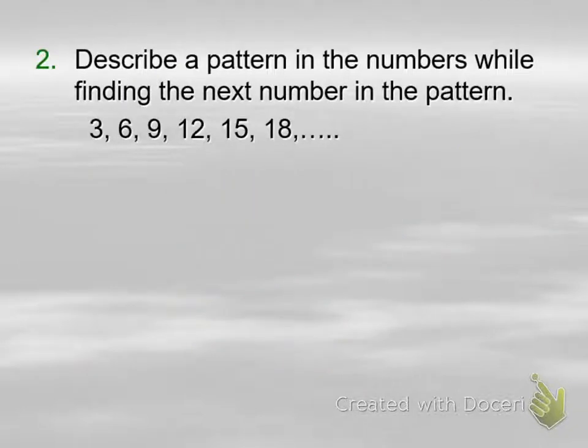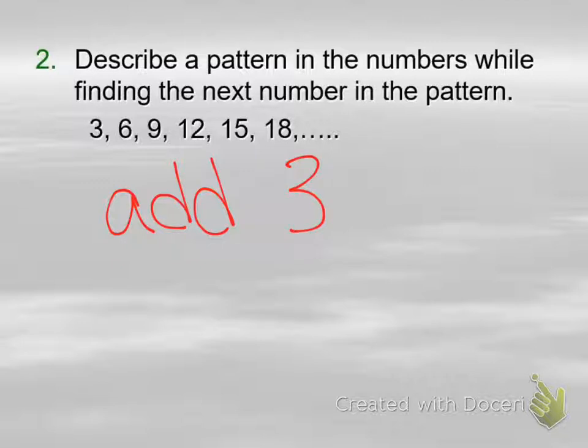All right, so what's the pattern? What's happening each time? We're adding 3. Or add 3. Or you could say multiples of 3. 3 times 1, 3 times 2, 3 times 3. Either one works. What's the next number going to be?